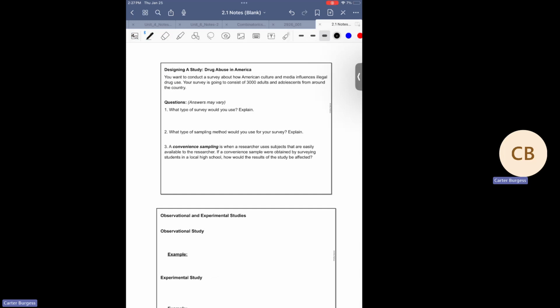Okay, and then we have described for us a convenience sample, which, as within the name, we can already probably tell is not great, where the researcher uses a subgroup that is easy for them to study. In this case, we are told that the researcher is going to be studying students at a local high school. What areas of bias might this introduce over, say, doing a random or a stratified sample like we talked about?